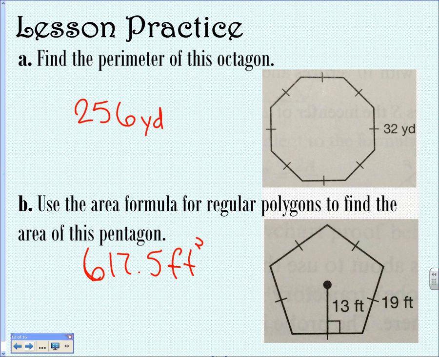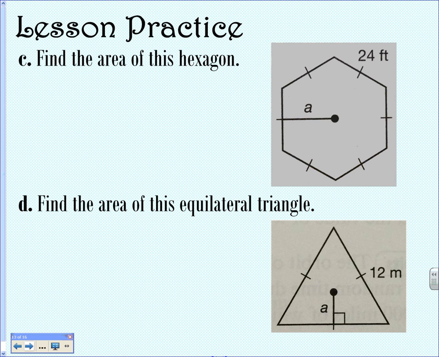All right, do you agree with Jamar? Okay, what did you do? Is the apothem. You do 1/2. You tried to find your own apothem? Okay. All right. See if you can find the area of the hexagon.